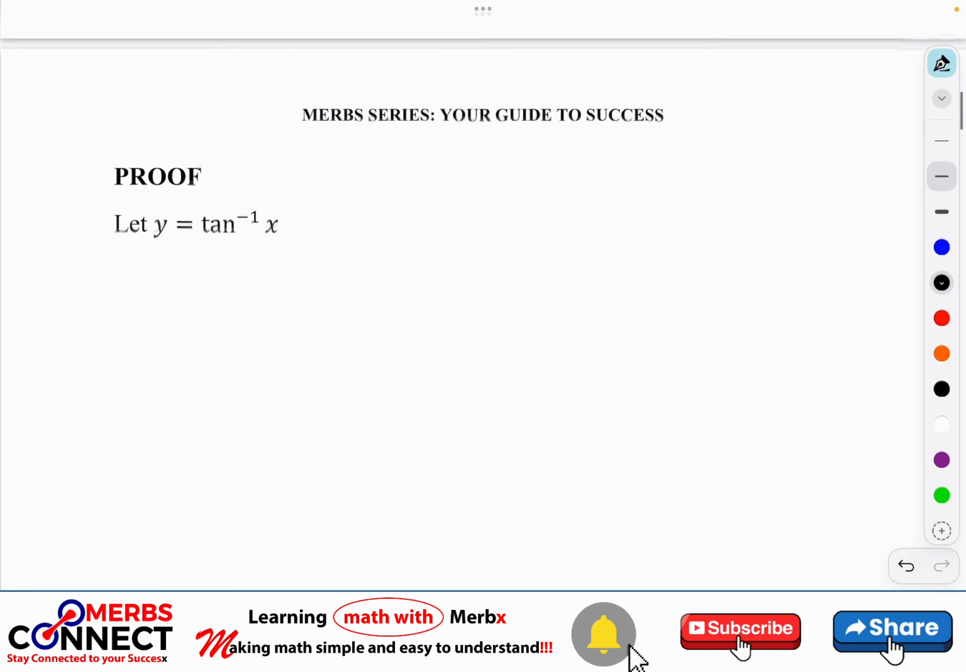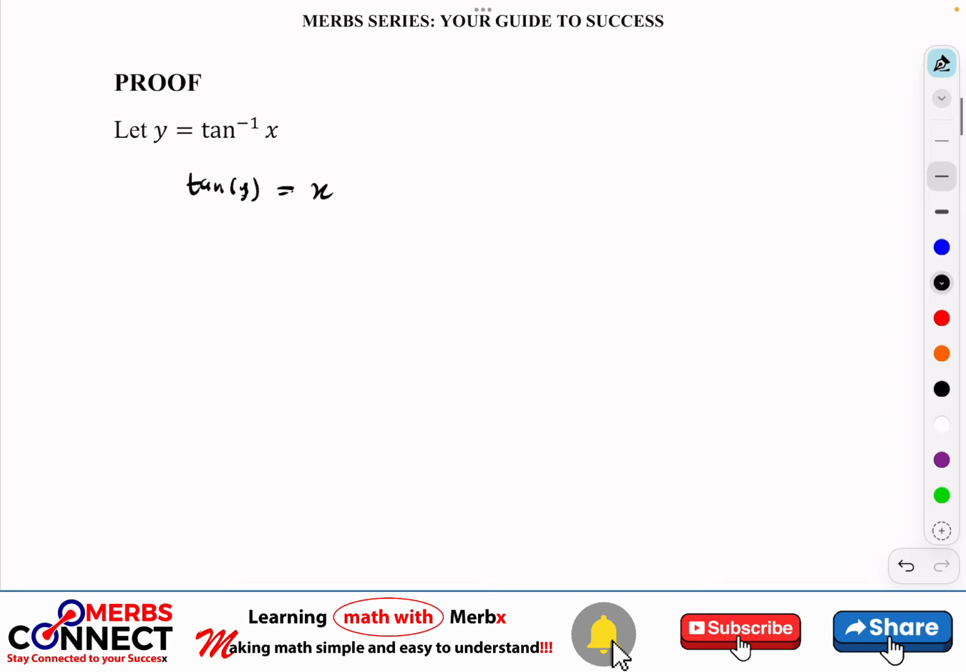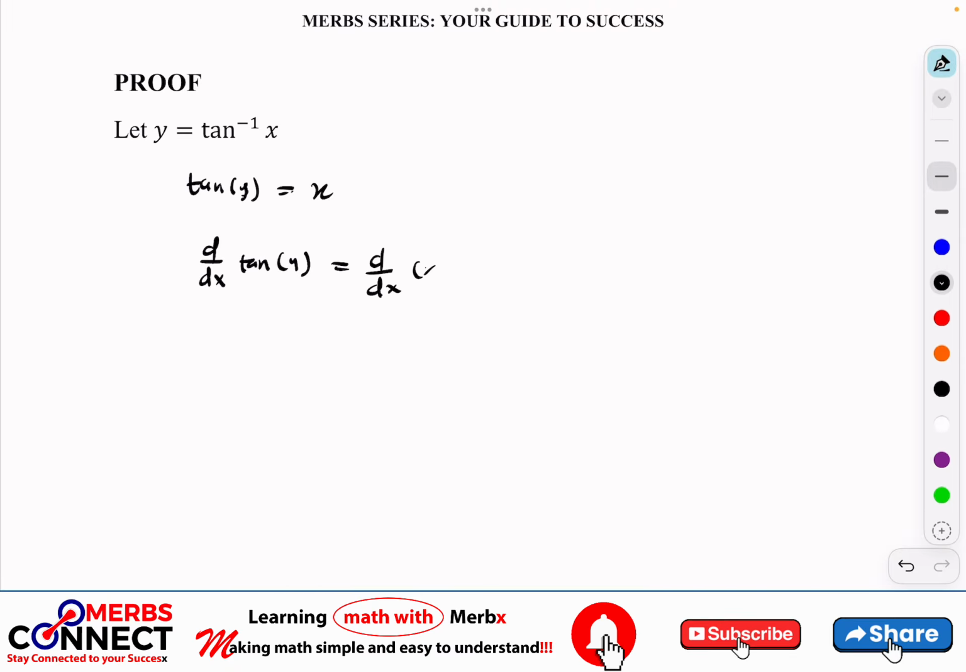So now let's go through the proof and see how we are going to get this here. So I think we've done it for sine and cos, so you know basically what we are going to do here. So I'll take tan on both sides to have tan y equals, then this one will just be x. Then we take the derivative with respect to x. So I need to differentiate the left side with respect to x and differentiate the right side with respect to x.